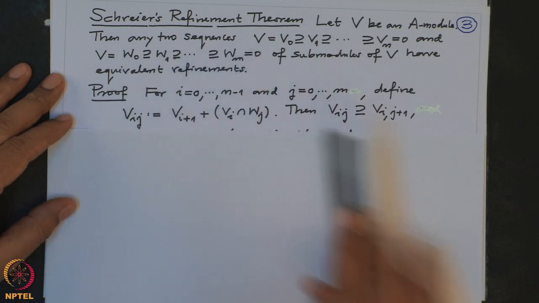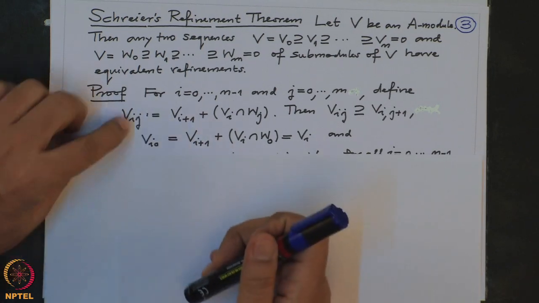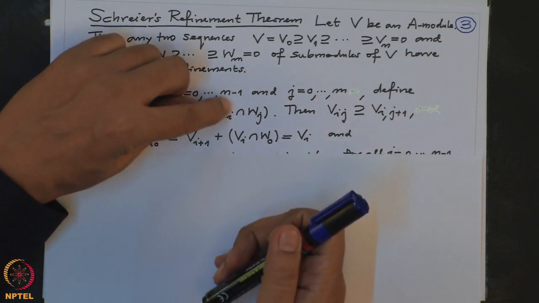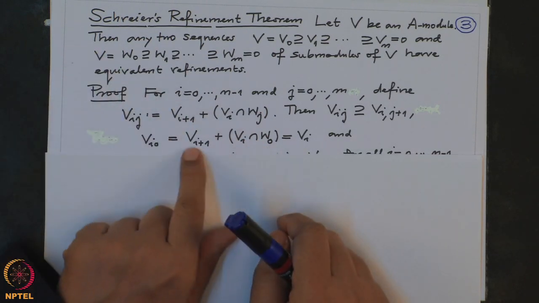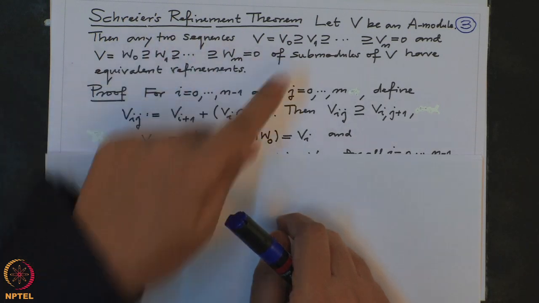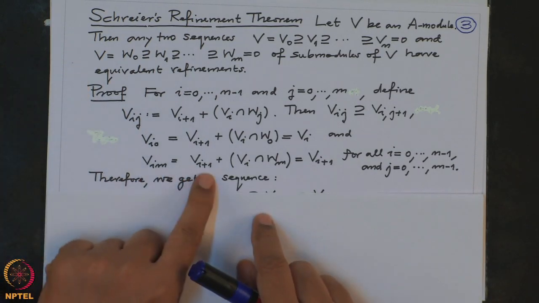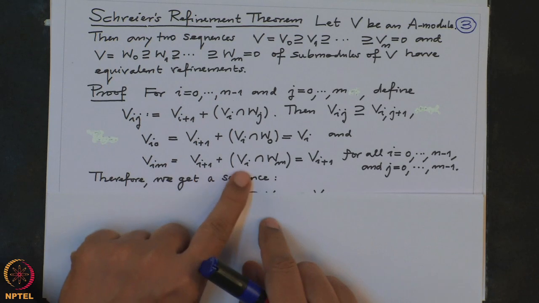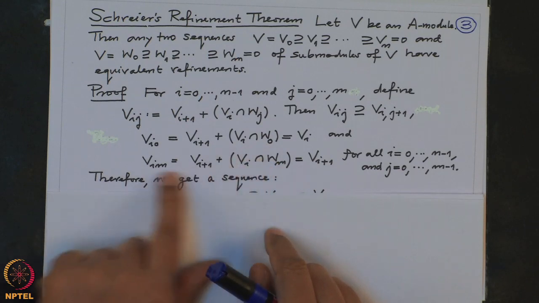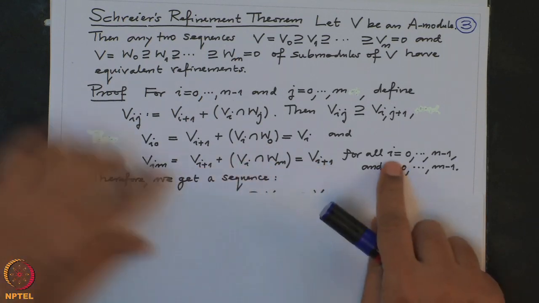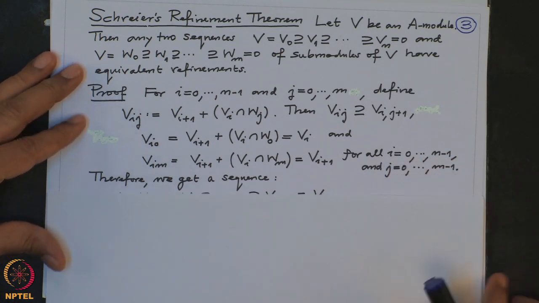the Wj's are decreasing. And what is Vi0? By definition, j is 0, so it is Vi plus 1 plus Vi intersection W0, but W0 is the whole V, so this is Vi only, since Vi plus 1 is contained in Vi, as the sequence is decreasing. And what about Vim? Vim is Vi plus 1 plus Vi intersection Wm, but Wm is 0, so this is nothing, and Vim is Vi plus 1. This is true for all i from 0 to n minus 1 and j from 0 to m.